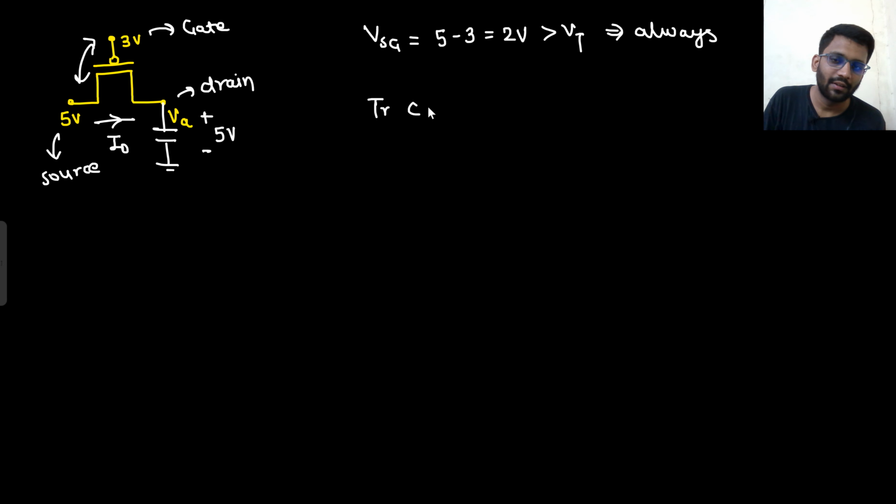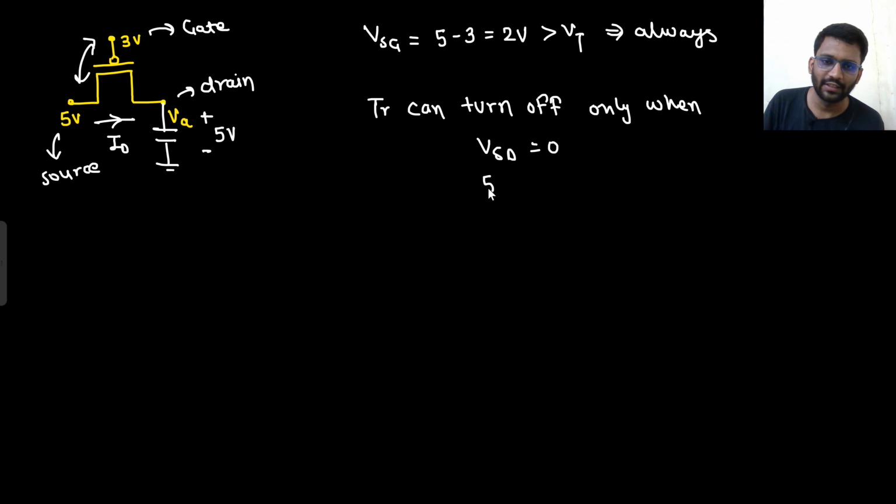Transistor can turn off only when VSD is equals to 0. So VS is at 5 volt, VD is at 0. So V naught steady state would be 5 volt only. That's it. Are you getting this point?